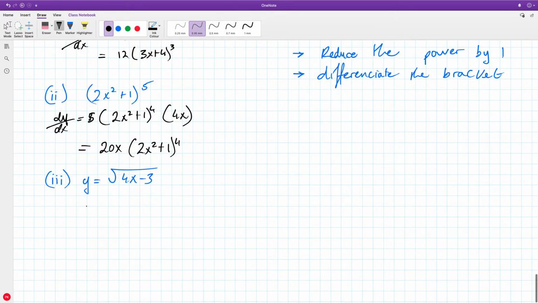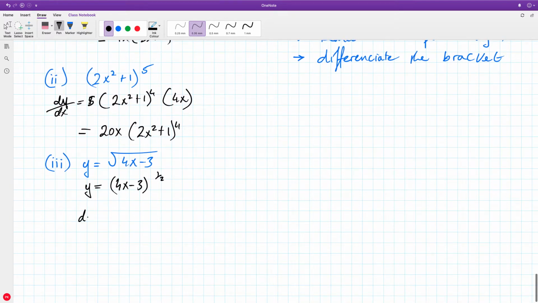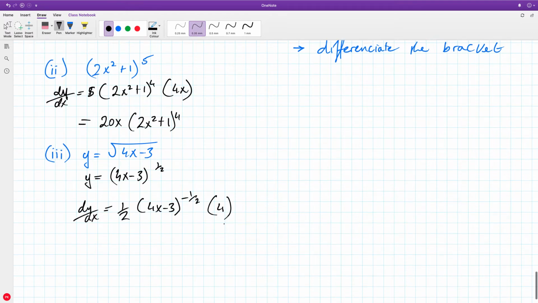So, y is equal to 4x minus 3 to the power of a half. dy/dx is equal to, bring down your power, a half. Leave the bracket, 4x minus 3. Reduce the power by 1, minus a half. Differentiate the bracket, we get 4.